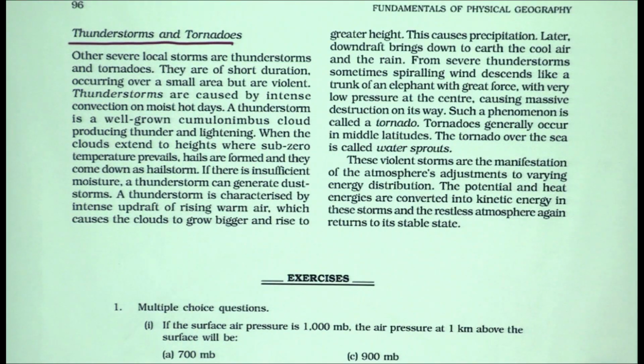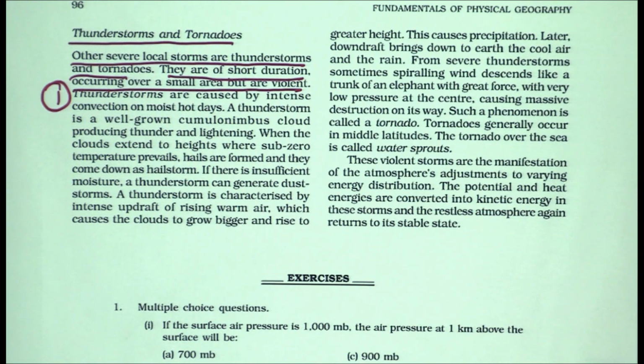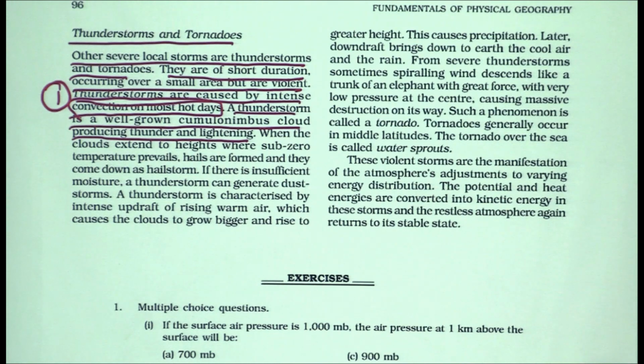Thunderstorms and tornado. The other local storms are thunderstorms and tornado. They are of short duration, occurring over a small area, but are violent. So we want to learn each one of them one by one, concentrating on thunderstorms from NCERT. Thunderstorms are caused by intense convection on moist, hot days. A thunderstorm is a well-grown cumulonimbus cloud producing thunder and lightning.